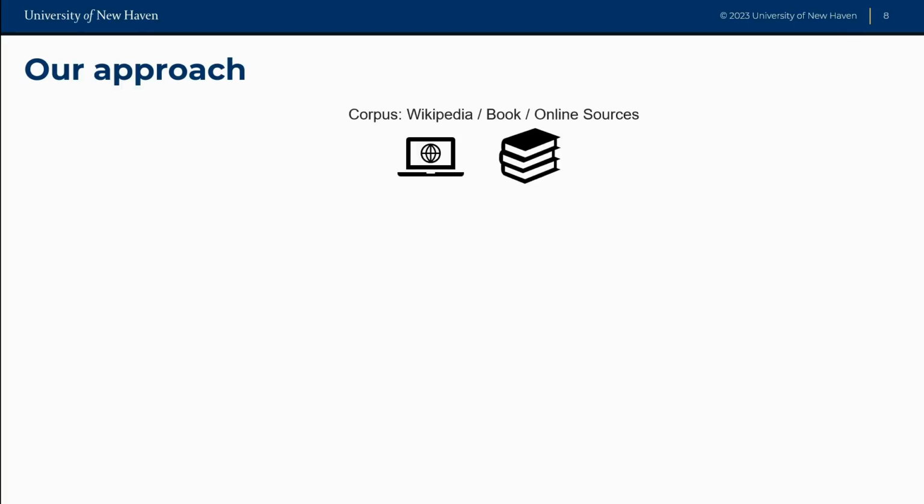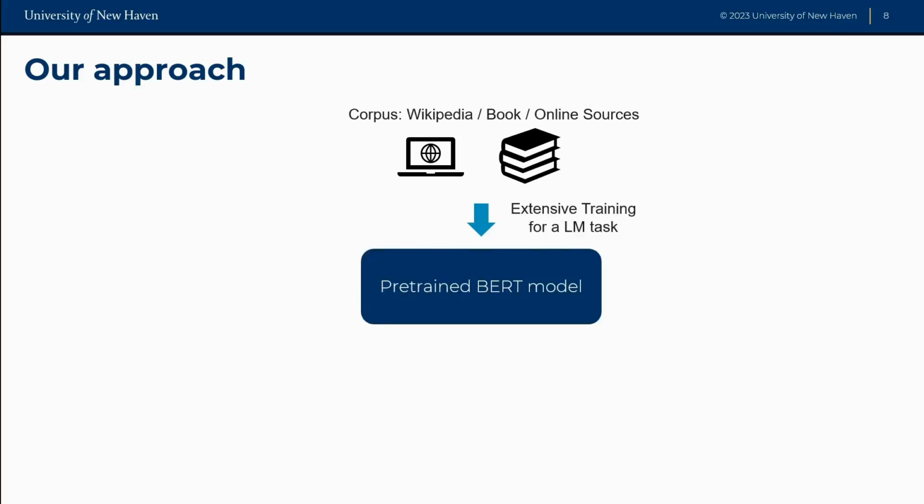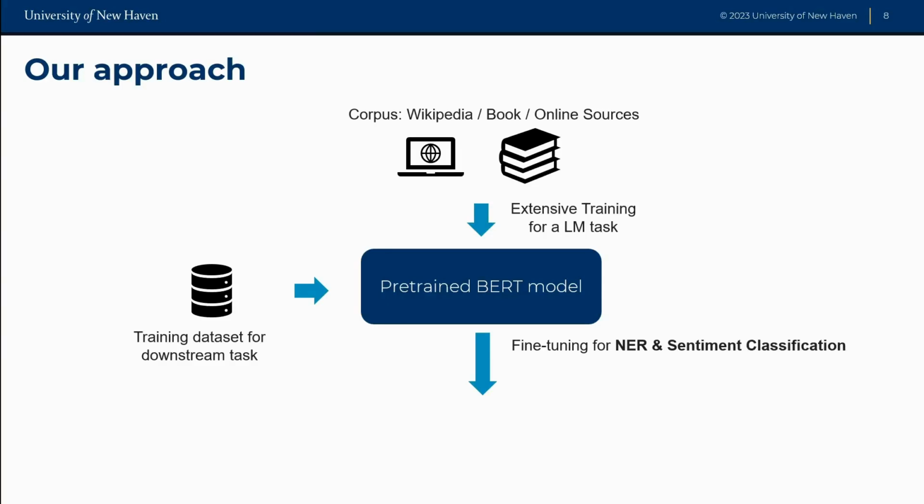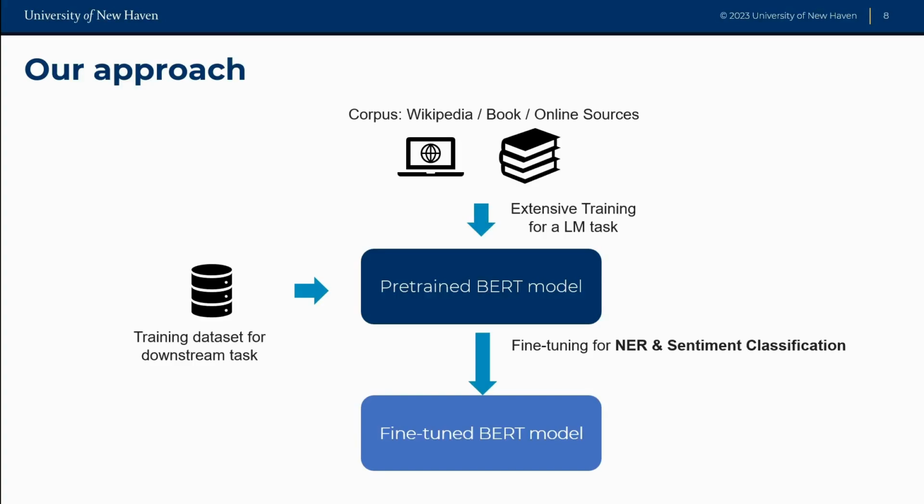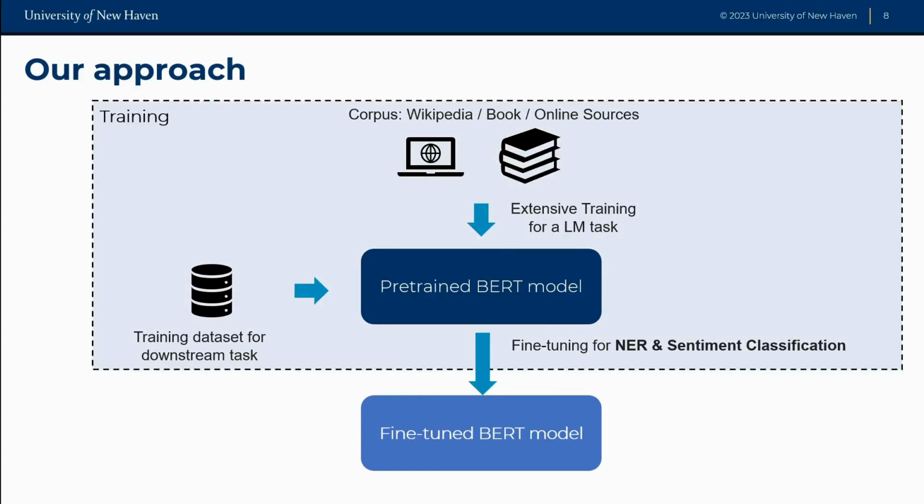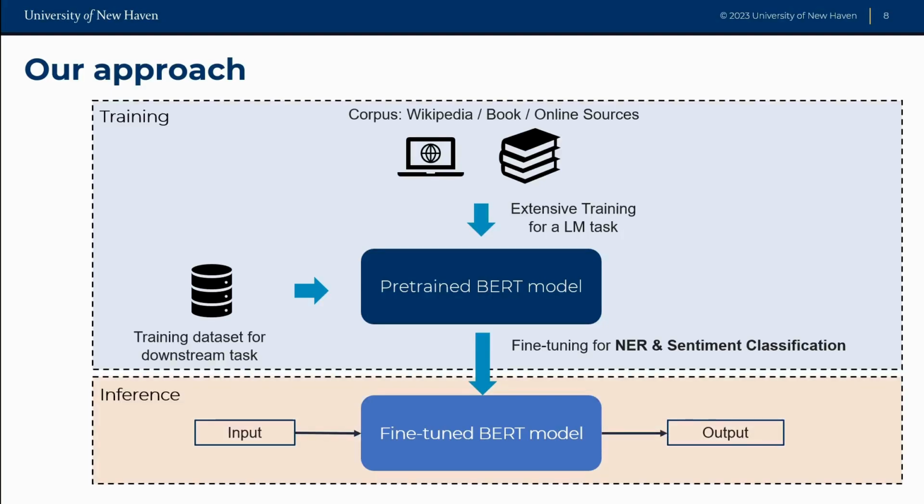We have a large corpus, from Wikipedia, books, or online sources, which is used to train these pre-trained models. We take this pre-trained BERT model and pass in our training dataset for the downstream task, and we fine-tune it for NER and sentiment classification, which gives us our fine-tuned BERT model. It can then be used for inference by giving any input, and it gives out the output for the particular fine-tuned task.